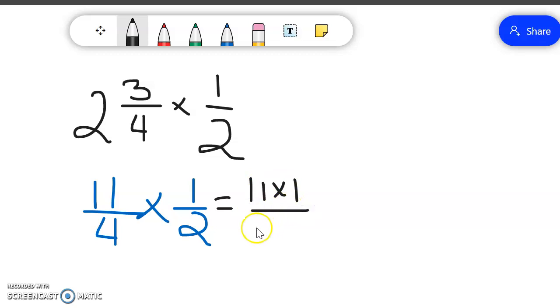So that's 11 times 1. And then I want to multiply the two denominators together. So that's 4 times 2. 11 times 1 is 11 for my new numerator, and 4 times 2 is 8 for my new denominator. Now, that may be an answer choice on a test. It may be. But then again, it may not be an improper fraction. So you have to take the improper fraction and turn it into a proper fraction.